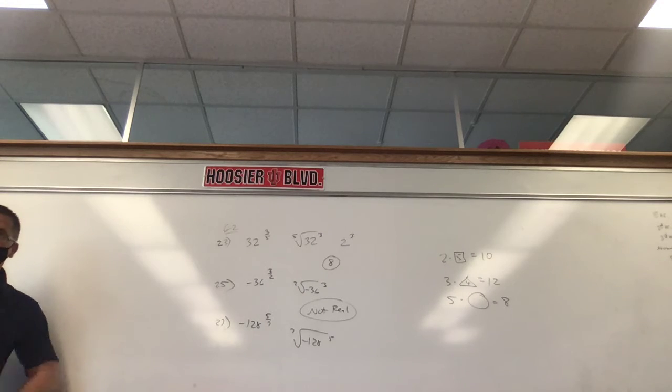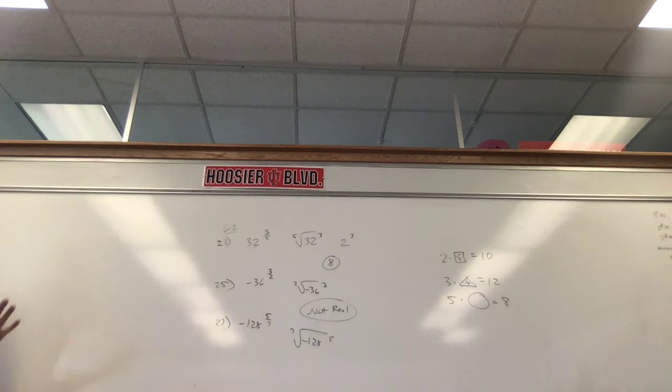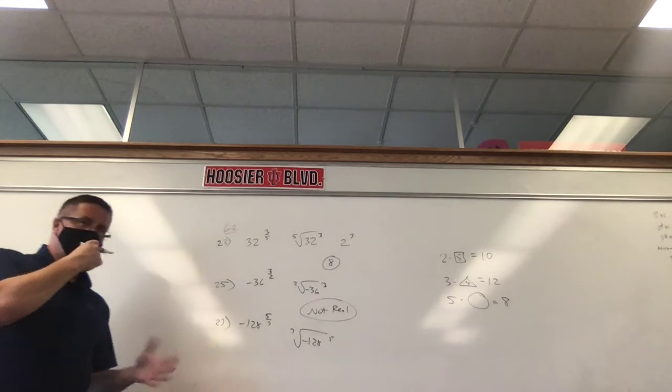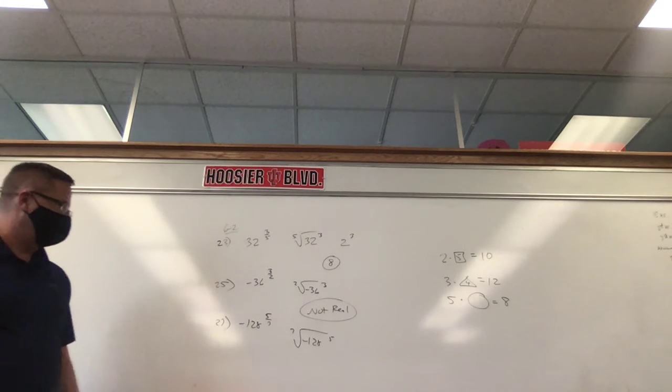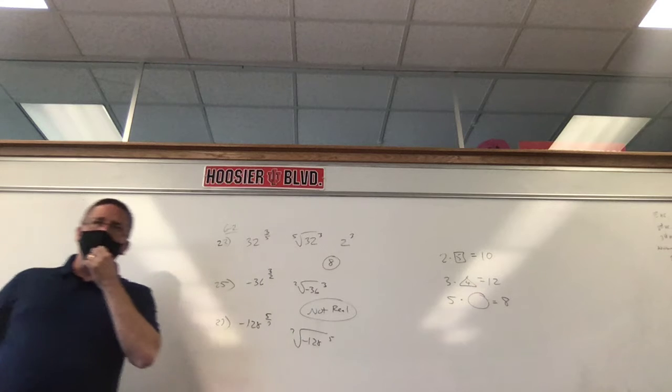I know what it means. Negative 128 times negative 128 times negative 128 times negative 128 times negative 128. You know what that number is going to be? Really, really, really big. I'm not going to do that in my head. There's no way I can do it in my head. So let's do this: the 7th root of negative 128.